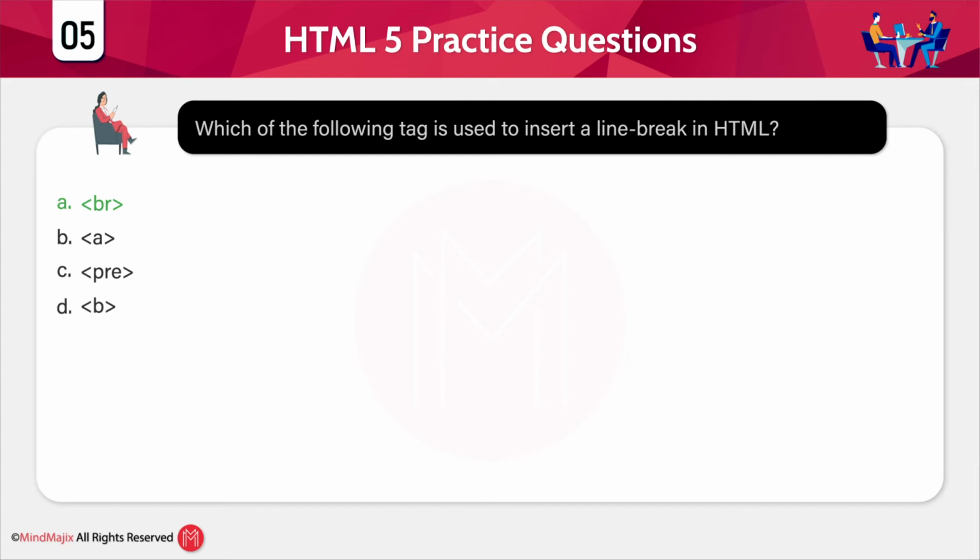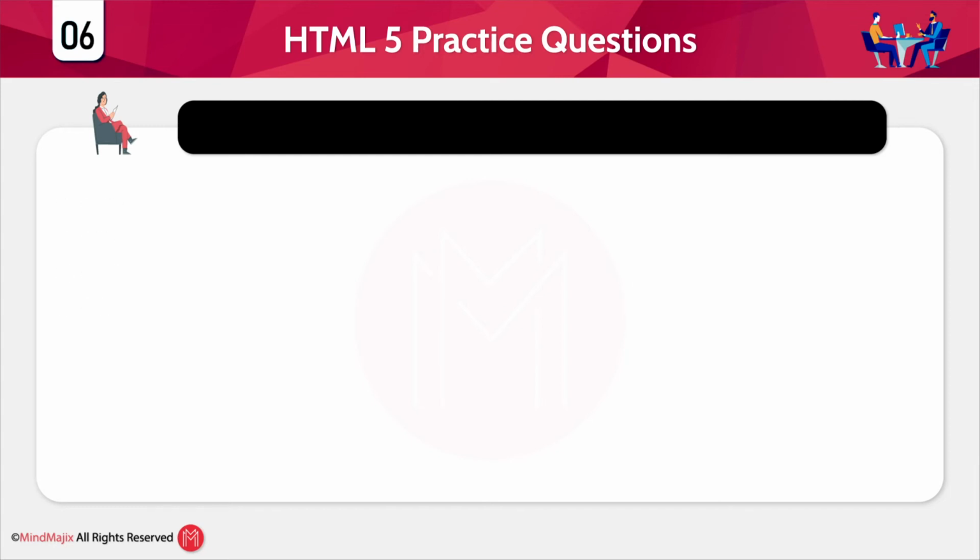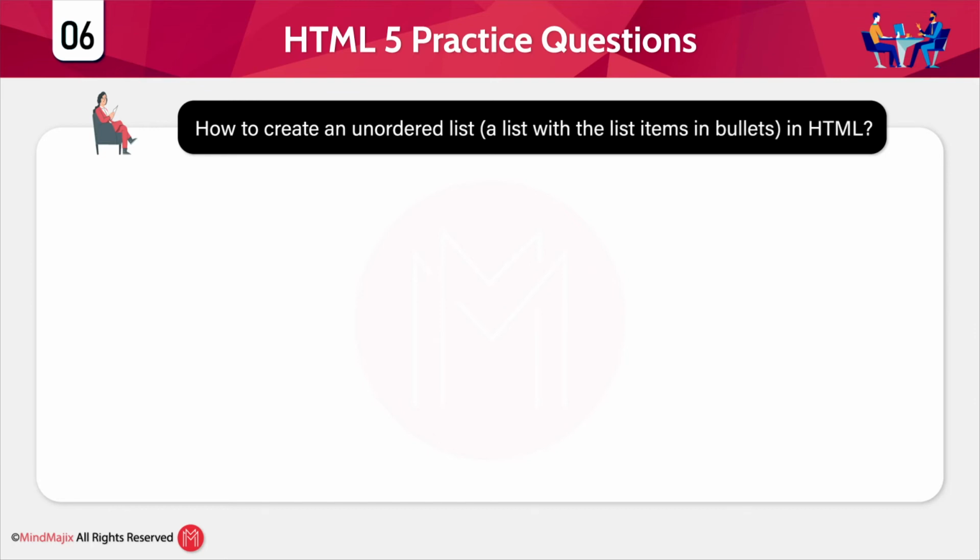Fifth is A. Now the next question is how to create an unordered list, guys. Unordered list is where the order is not important. If I want to list out items which are not required to be displayed in order, then we can go for an unordered list. Which tag do we use to display the items using an unordered list? UL tag, guys. UL is for unordered list.